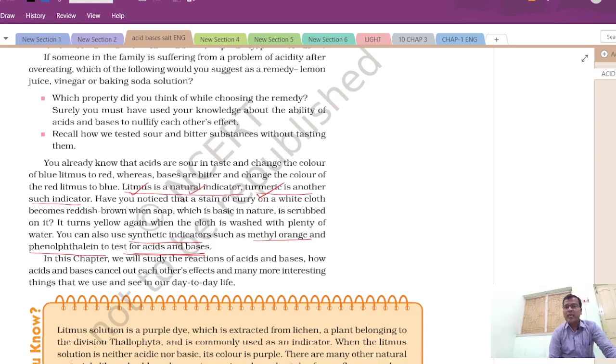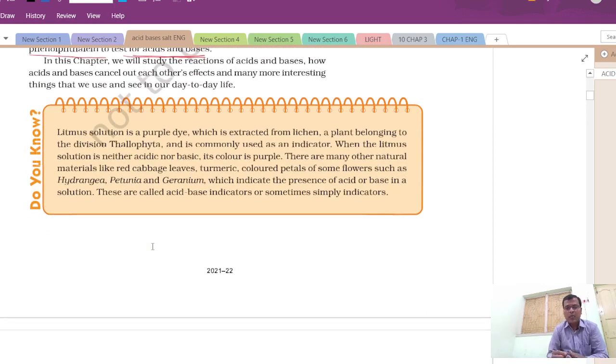Indicators are of 2 types. Either they can change their color in the presence of acid or bases, or they may change their odour. So you can see here litmus solution. This is also very important. Litmus solution is a purple dye. Naturally the color of the litmus is purple, which is extracted from lichen. It is extracted from a plant, lichen, belonging to the division Thallophyta.